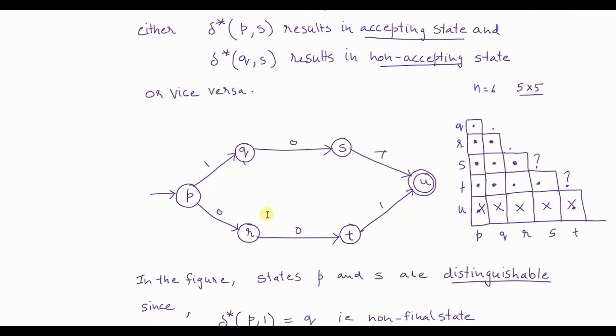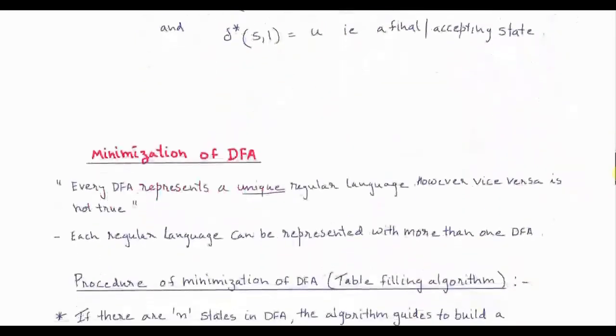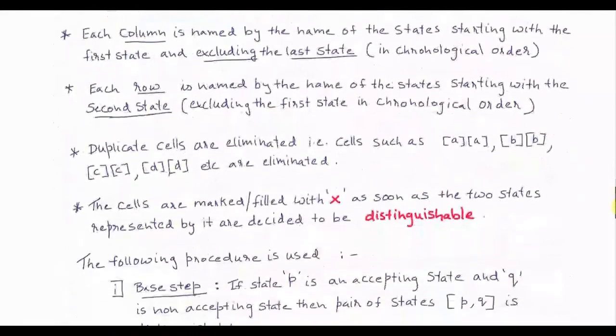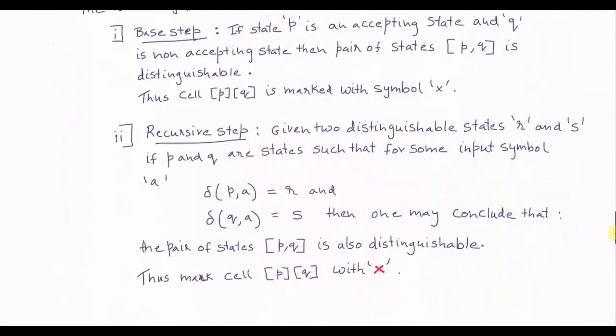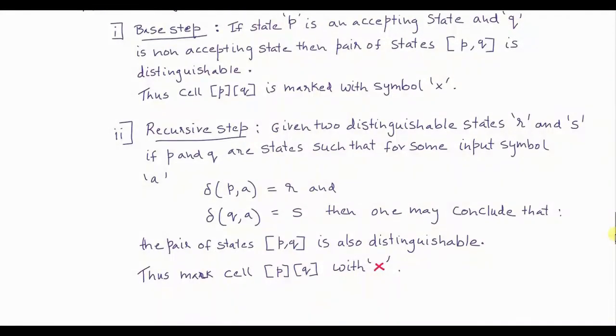In the last cell here, in the last tuple here, you will see that every state is distinguishable with U, because U is a final state, whereas every other state is non-final, so X's will be marked here. So this is the base step of the algorithm. Okay, let's proceed. So this was the base step. So cell P, Q is marked with X.